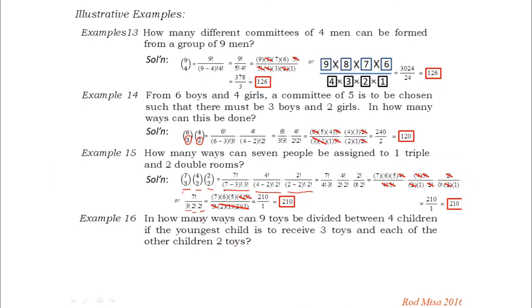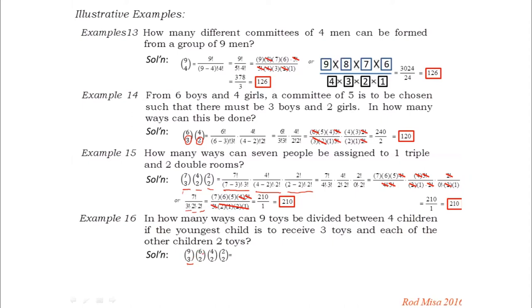In how many ways can 9 toys be divided between 4 children if the youngest child is to receive 3 toys and each of the other children 2 toys? So solving this problem is to give first to the youngest. So the 9 toys, you choose 3 of them that will be given to the youngest one. And after giving the 3 toys to the youngest one, the remaining toys is only 6.